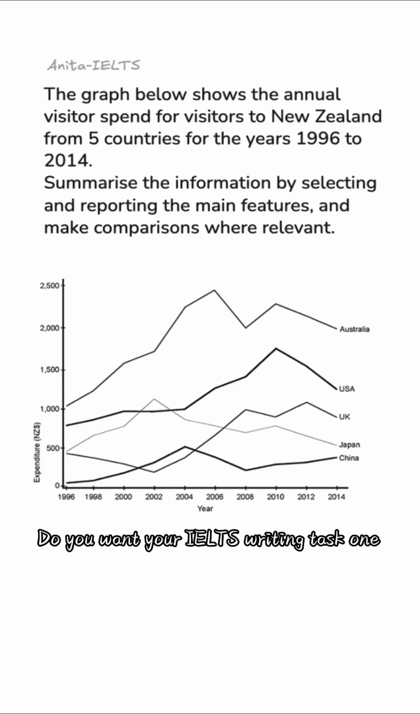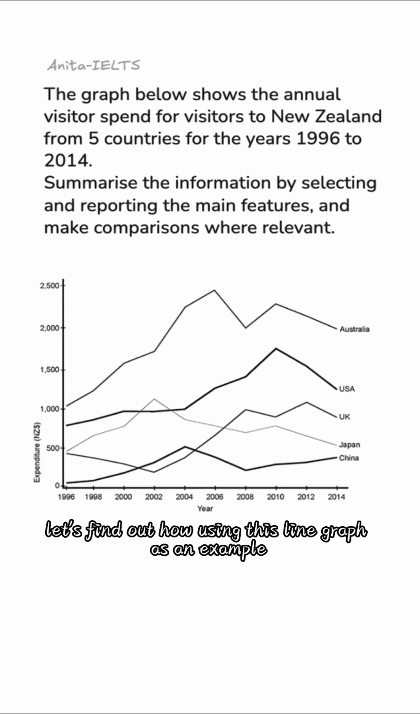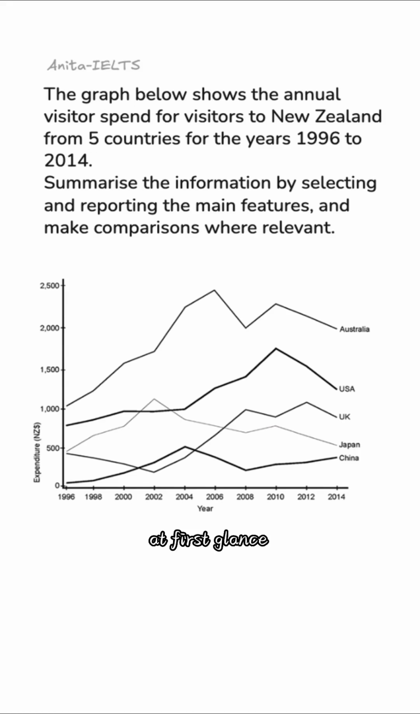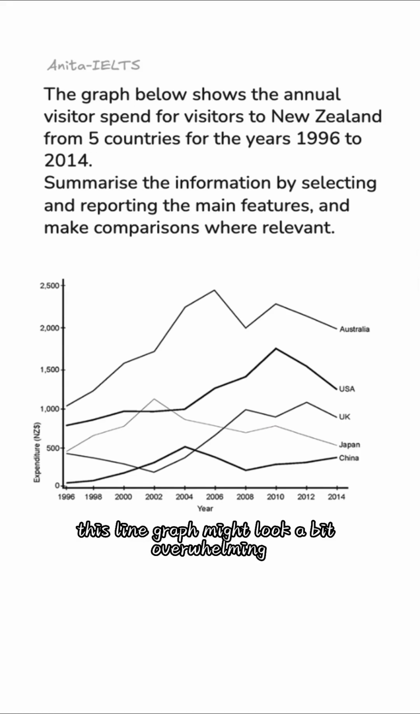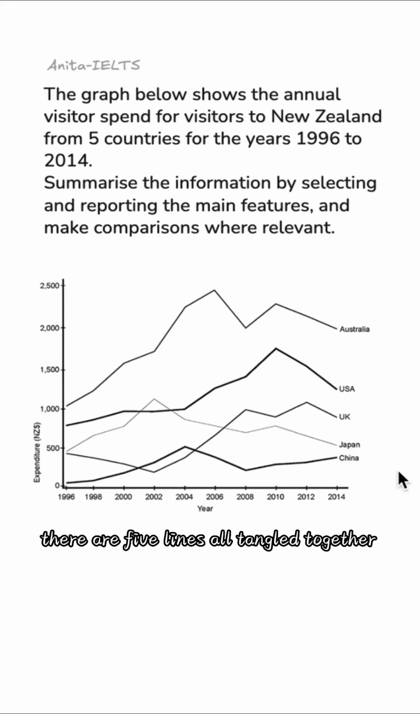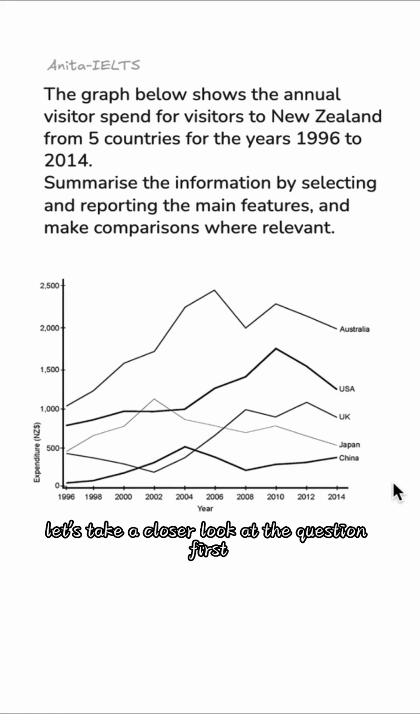Do you want your IELTS Writing Task 1 essay to hit Band 8? Let's find out how, using this line graph as an example. At first glance, this line graph might look a bit overwhelming. There are 5 lines all tangled together. But don't panic. Let's take a closer look at the question first.